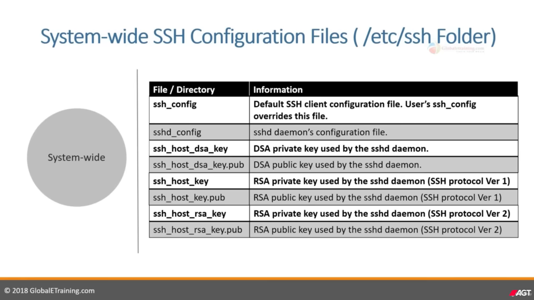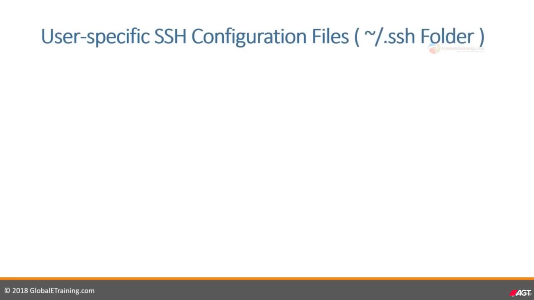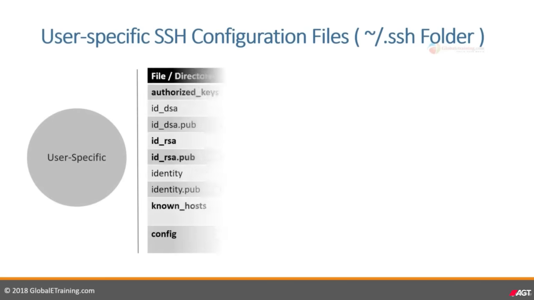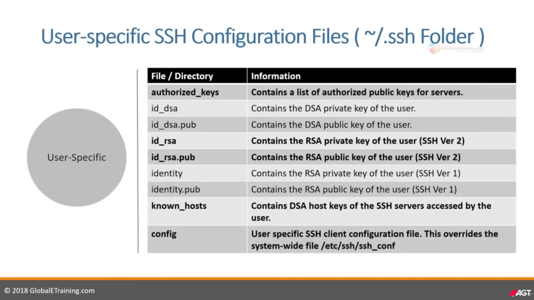Next, let us take a look at the user-specific SSH configuration files. By the way, these files are located in the .ssh folder, which is in the user's home directory. The very first one that is listed is the authorized_keys. This is the file that holds the authorized public keys for the servers. Next, id_dsa and id_dsa.pub are the DSA private key and the public key of the user.